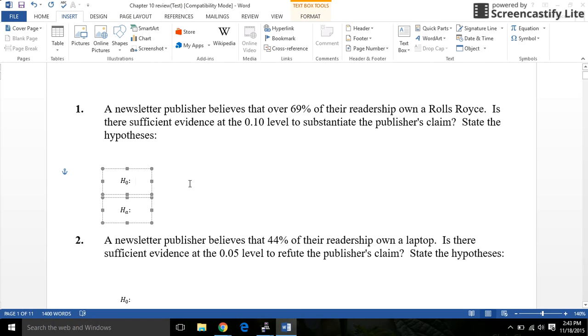Okay, let's go ahead and work on 10.1. This is hypothesis testing, and all you have to do in this section is answer what the hypothesis is. The first one says, a newsletter publisher believes that over 69% of their readership owns a Rolls Royce. Is there sufficient evidence at the 0.10 level to substantiate the publisher's claim?